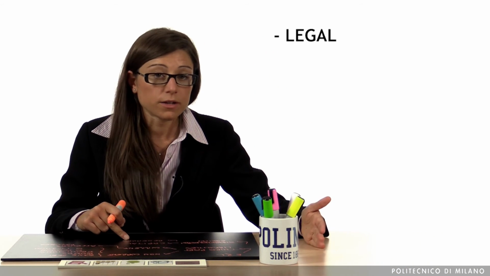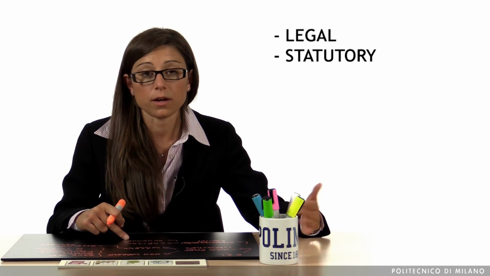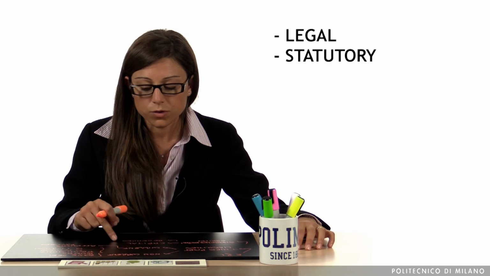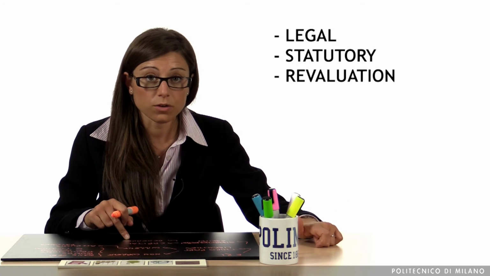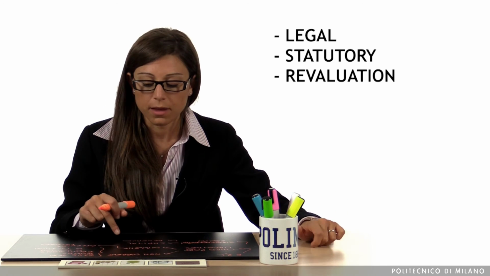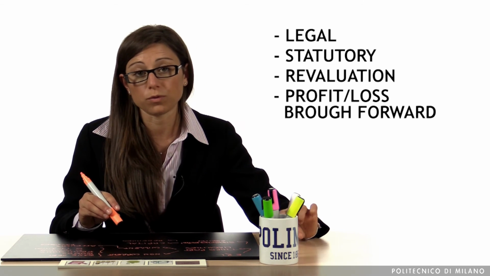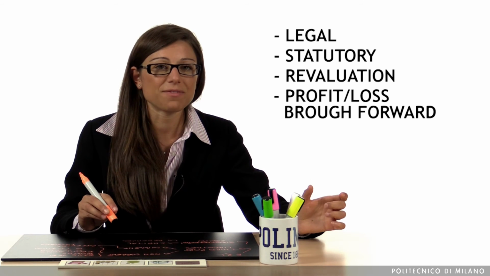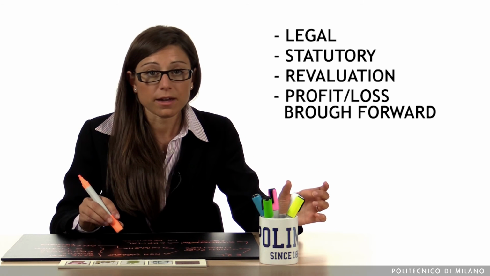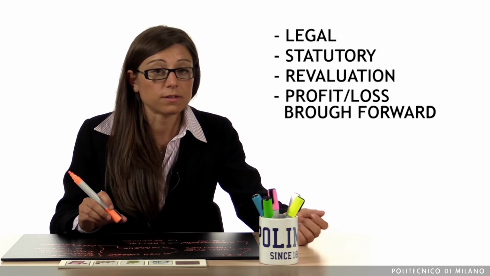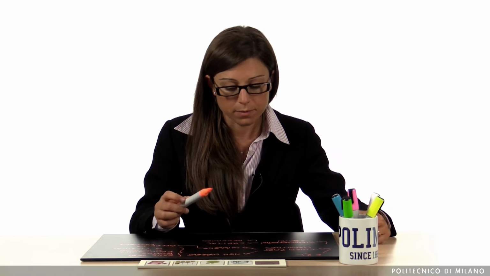We can have legal reserves if they are required by the law. Then we can have statutory reserves that are required by the shareholders, but then we can also have the revaluation reserves, which are used to classify and to recognize the revaluation of the assets. And then pay attention, because there is another reserve which is called profit and loss brought forward, that even though it is classified as profit and loss, it is actually a reserve, which means that this kind of reserve represents the amount of profit that is retained by the company and not distributed to the shareholders. That of course is related to the previous year.